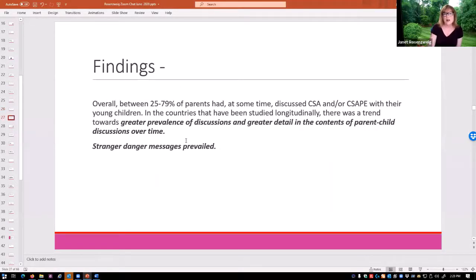We know that between 25 and 79% of parents talk about sex abuse prevention with their kids, but we know that almost across the board, it's stranger danger messages that prevail. And we know that the overwhelming majority of sex abuse happens between a child and someone they know. And when you drill down further, you're going to find that in so much of the sex abuse that happens to kids, the perpetrator is another peer.